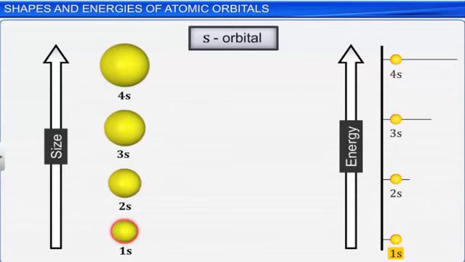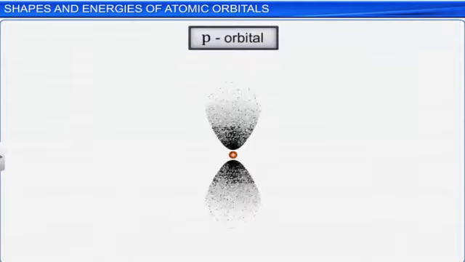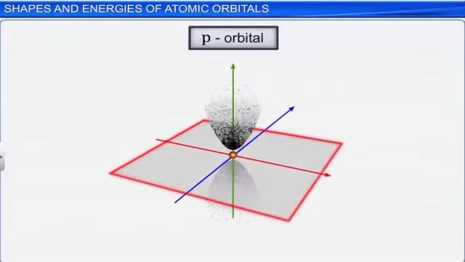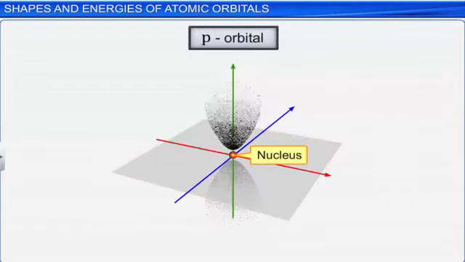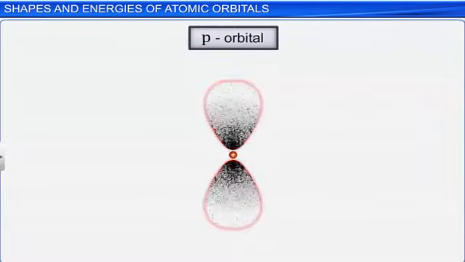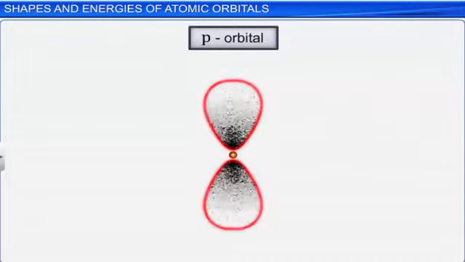Let us now discuss the shape and orientation of p orbitals. The boundary surface diagram for the p orbital indicates the presence of two lobes that lie on either side of the plane that passes through the nucleus, giving a dumbbell shape to the p orbital. The shape suggests that the probability of finding the p electrons is the maximum within the two lobes. The probability density function is 0 on the plane where the two lobes touch each other.